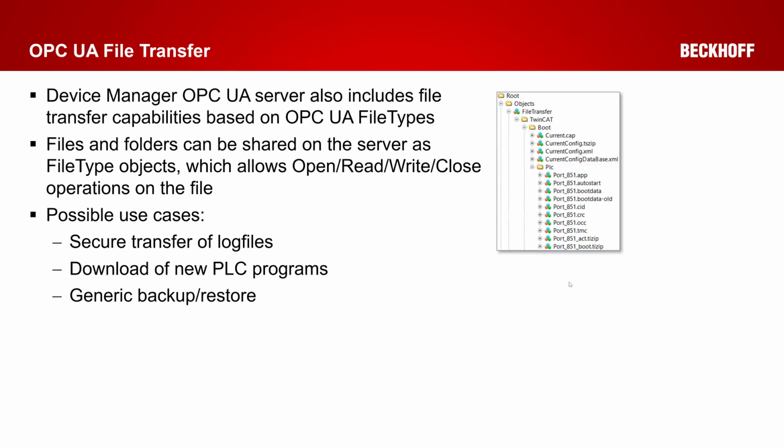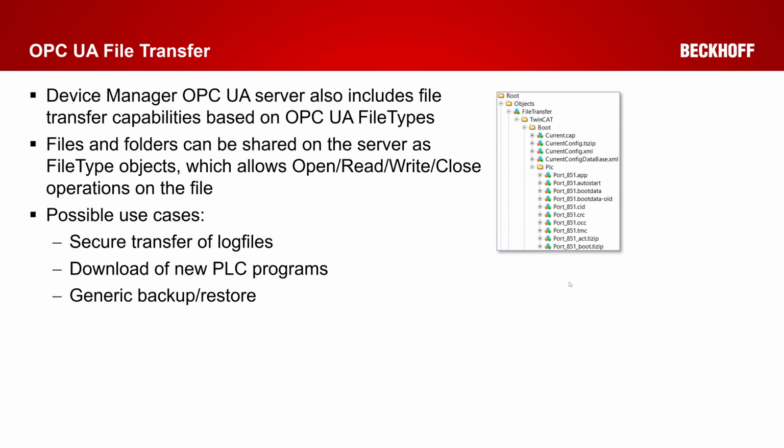So one of the features that we have added to this OPCUA server is the capability to share files and folders on the PLC controller via OPCUA. So the server uses the OPCUA file type for every file in a shared folder and displays the object in its namespace. And this is what you see here on the right-hand side. This allows OPCUA clients to trigger typical file operations on that particular file. For example, it can open the file, read the file, write the file, and of course also close the file.